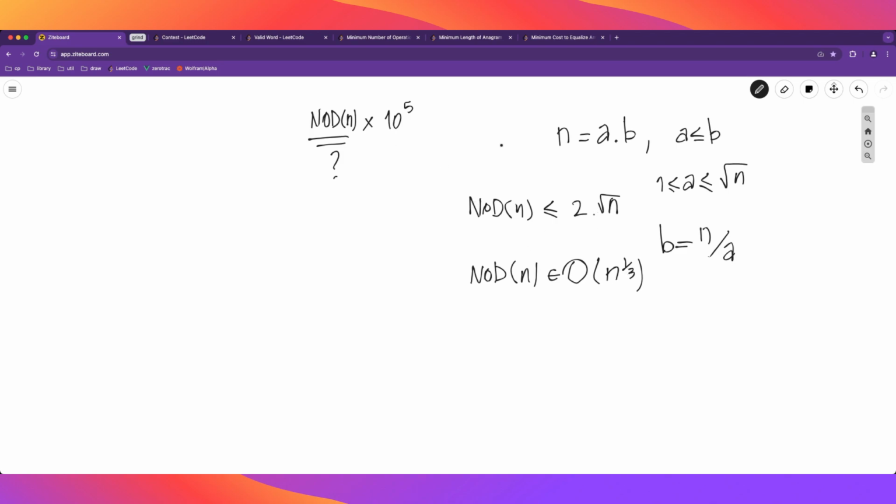And notice that even if it was the square root, then this multiplication would be 10 to the 2.5, so it would be 10 to the 7.5, which is kind of within the bounds. I mean, it's borderline, depends on the problem. But once you get this bound, then in that case, it should definitely be fast enough. So we can do that.